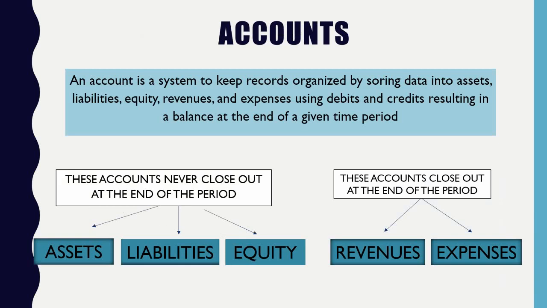So the very first thing we're going to talk about is accounts. When we deal with accounting, you need to know what accounts are. Accounts are a meaningful way to organize your transactions into 5 sections or 5 topics. We have 5 things that make up the accounts: assets, liabilities, equity, revenues, and expenses.